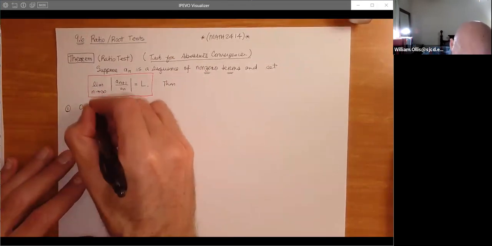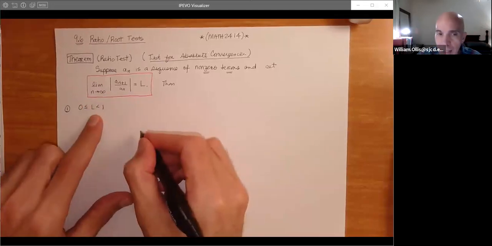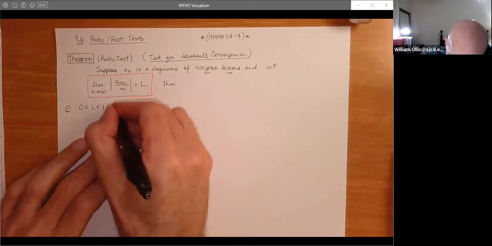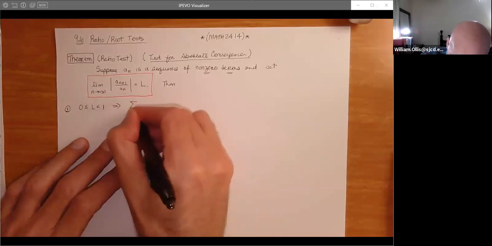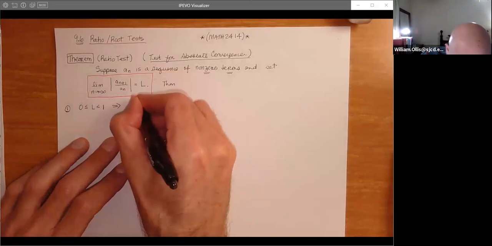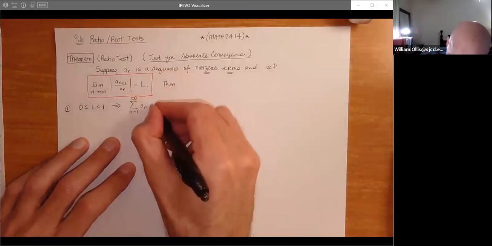If L is zero or less than one, that is, we have a unique limit in this range, then this implies that the series generated by this nth term converges absolutely.